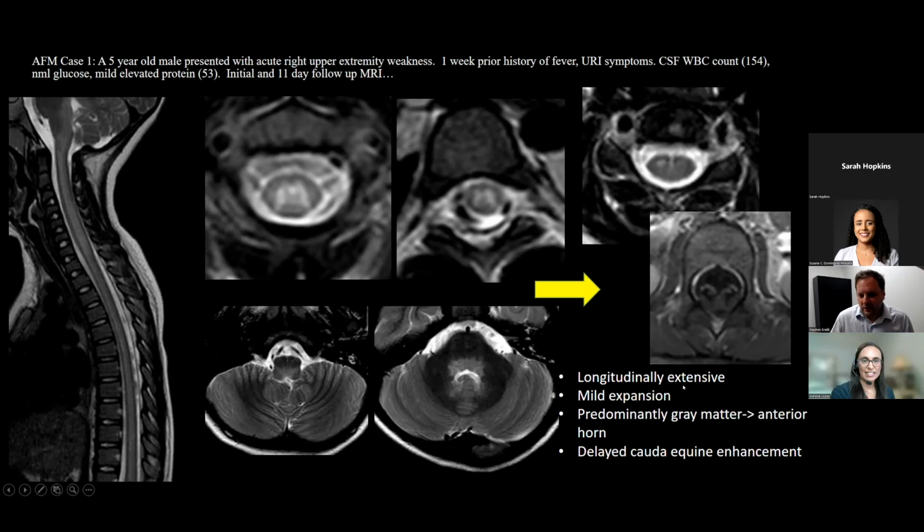So in summary, we had a longitudinally extensive pattern. It was mildly expansile, but not expansile as much as we think of a tumor, for example. There was a predominantly gray matter pattern that evolved to an anterior horn pattern. And then there was delayed cauda equina enhancement. So this was a case of AFM.